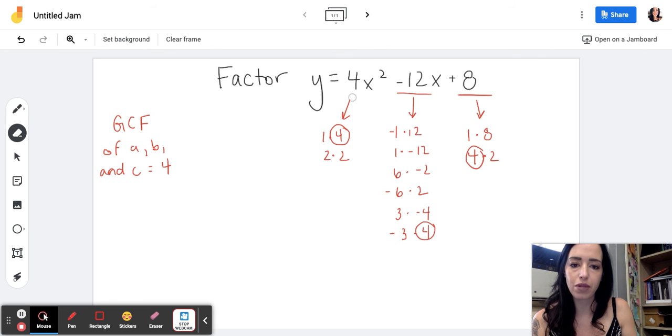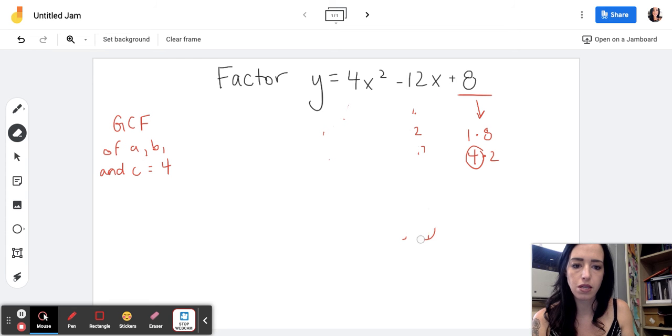So give me 1 second to erase this. I wish there was a better way to do this. Sorry guys, it's not going to be perfect, but we'll clean this up a little bit.